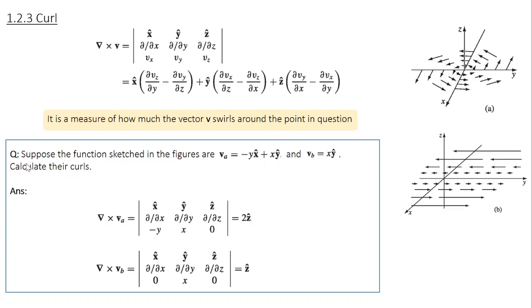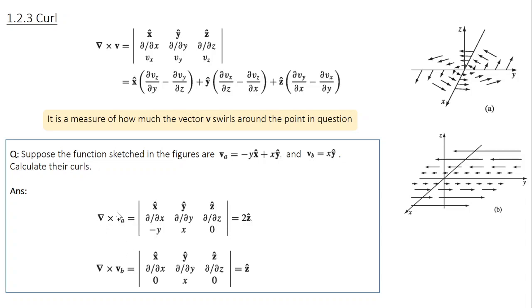Let's do this problem. Suppose the functions sketched in the figures are, for the first case, function va equal to minus y x cap plus x y cap, a function along the xy plane. And for the second case, function is moving only along one direction. So you can write function vb equal to x y cap. Calculate their curls.